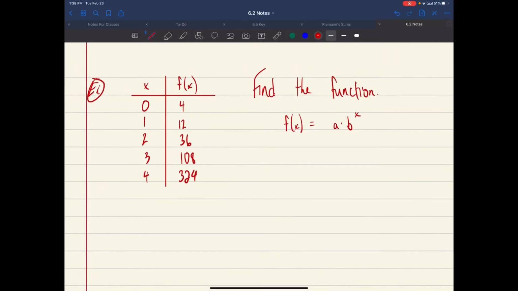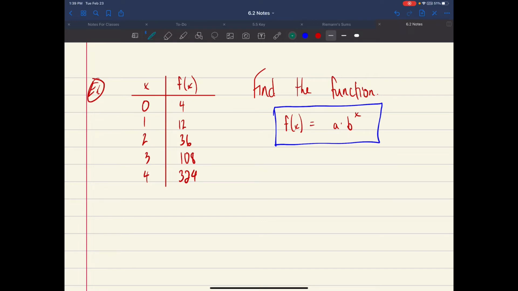Okay, so for this one, we have a table and it's asking us to find the function. So exponential functions come in the form of f of x equals a times b to the x. The b represents the factor by which it's decreasing or increasing. So b is going to be by factors. So what I'm going to do first is start out figuring out what that factor is.